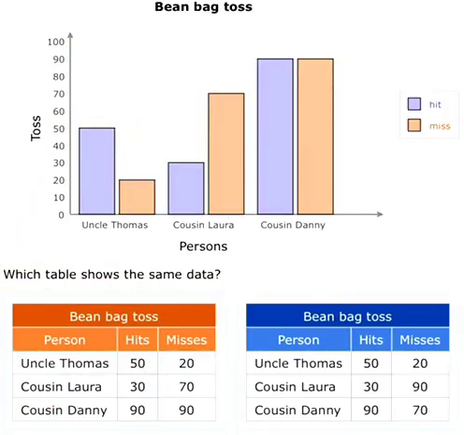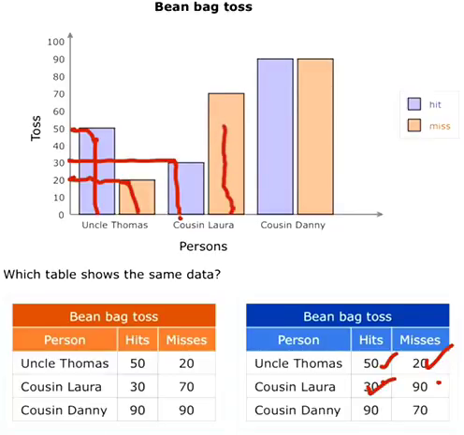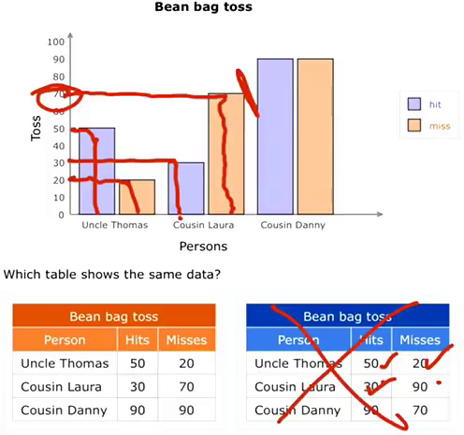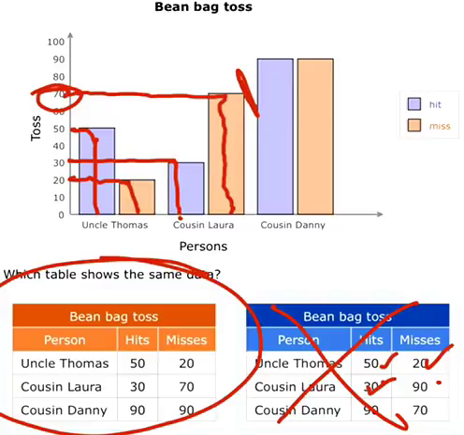But just to be sure, let's make sure the blue table does not match this graph. This says that Uncle Thomas had 50 hits and 20 misses. Well, yep, that's right. 50 and 20. Check, check. It says Cousin Laura had 30 hits and 90 misses. Let's check. 30. Correct. How about 90 misses? Oh, that's not true. It says here she had 70 misses in the graph. This means that this table is not correct. So this table shows the same data as this graph above.